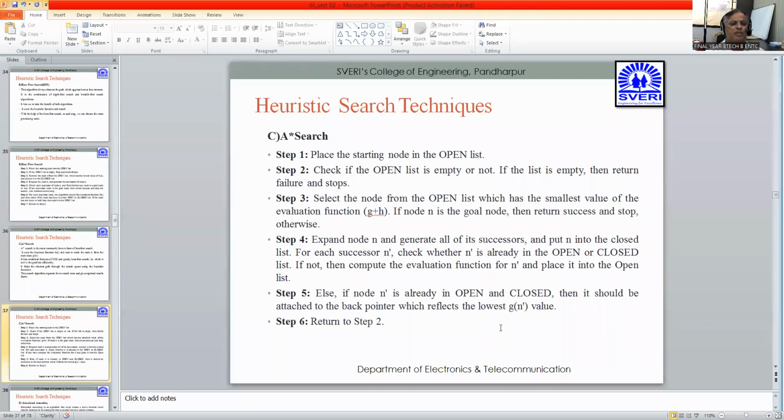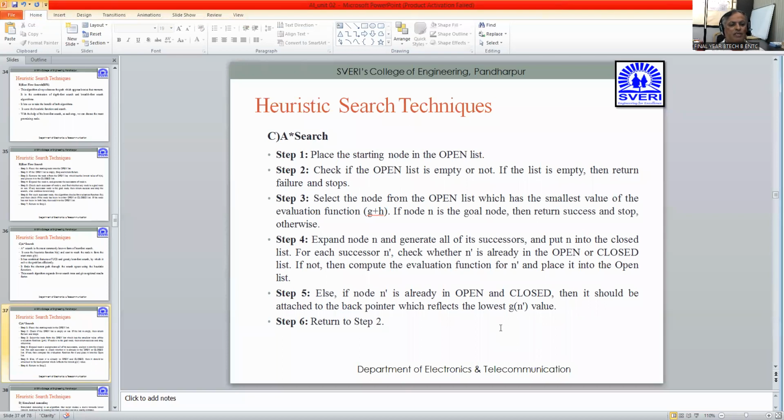Again, it will be working in a similar way. Only there are two differences here. The first one is that if the node is from the open list, then it will have the smallest value of the evaluation function, called g plus h. In that case, it was h of n.